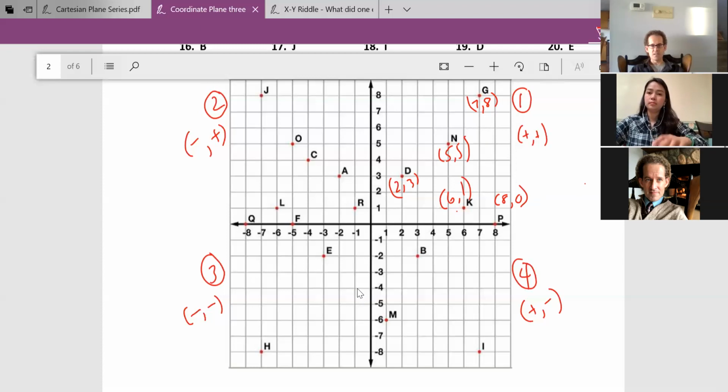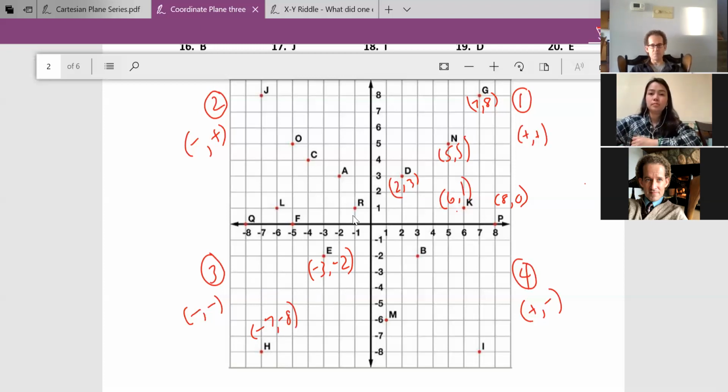Okay, let's look at the quadrant over here. Everything over here has to be negative. So I go to the left 3 steps, that's -3, and I go down 2 steps, -2. So I write the -3 first, -3, comma, -2 for E. And if I go down to H, on my number line, I'm going to the left 7, that's -7. Then I go down 8 steps. So I would label H -7, -8.